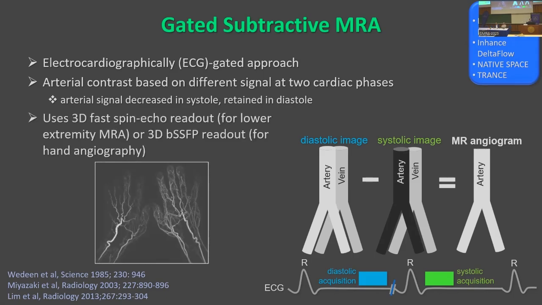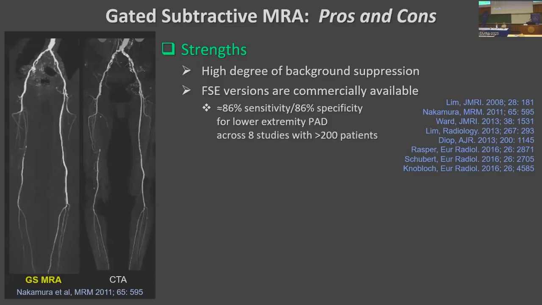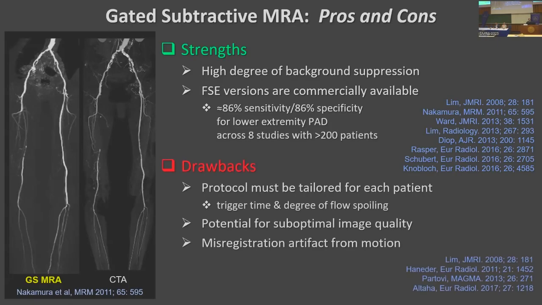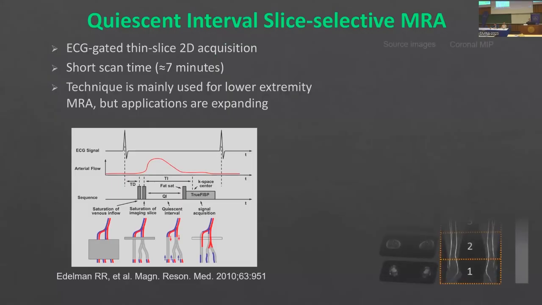If you use a balanced steady-state free precession readout, such as from DBL's group's work, you can use this for very nice images of the hand vessels, for instance. And if you use a fast spin echo readout, you can use it for the legs. So you get a high degree of background suppression. Number of commercially available versions of this. It's been pretty well validated to have good sensitivity and specificity. Some drawbacks, it has to be tailored for each patient. There's a little bit of variability between vendors and how well it works, and it is sensitive to misregistration artifact, but this is certainly a viable technique.